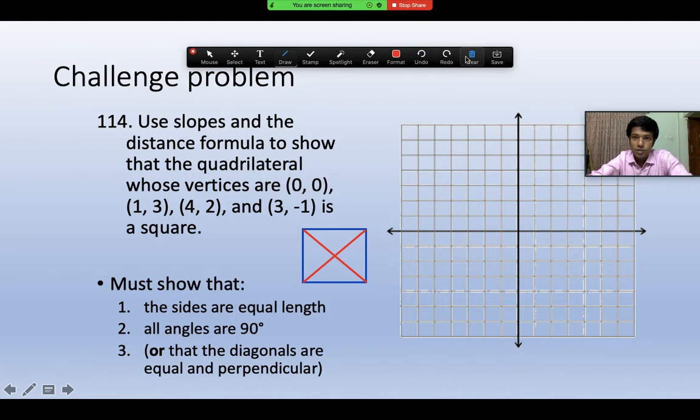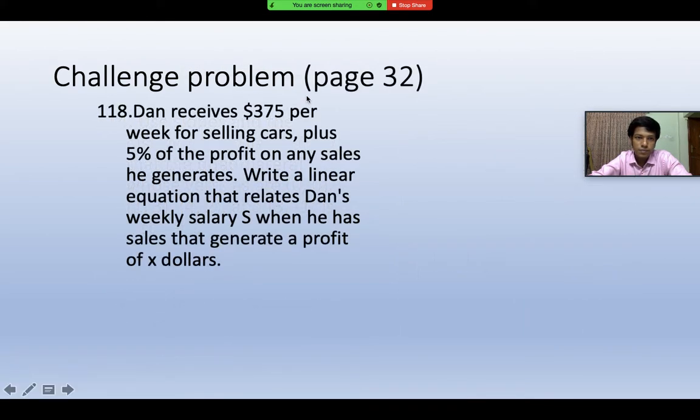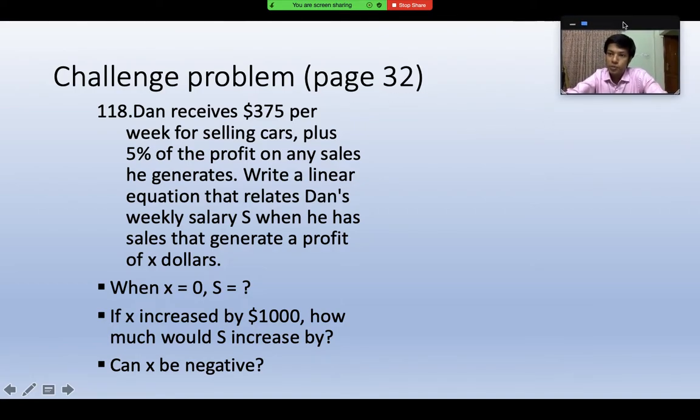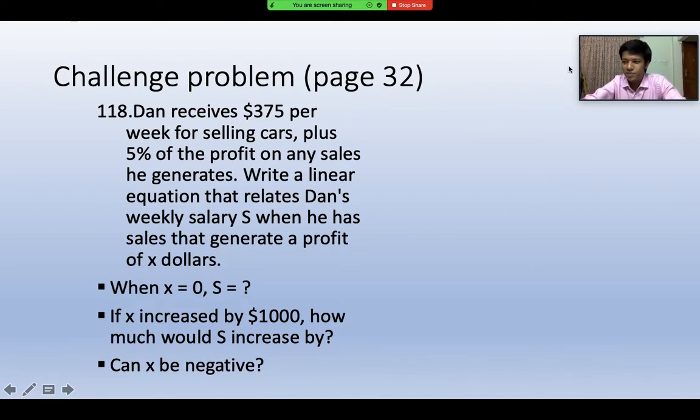Then let's go to the next page. Here comes the new thing for this lesson. Actually, from here we start the application, and that's the most exciting part of this chapter 1.